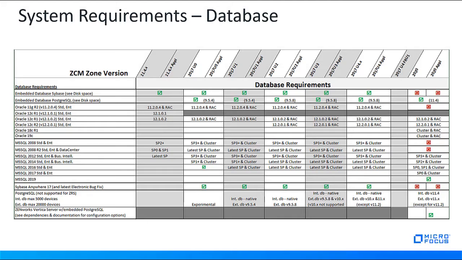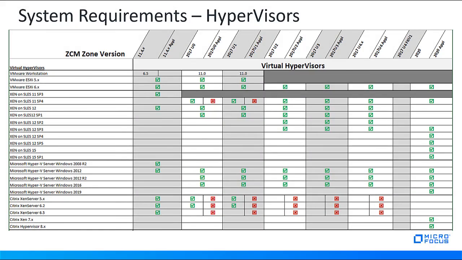System requirements, database. For your ZENworks database, this shows the different databases, whether they're internal or external, and what versions are supported as you move to the next version. Hypervisors as well. This shows you the hypervisor versions and the supported platforms for each one of the versions.